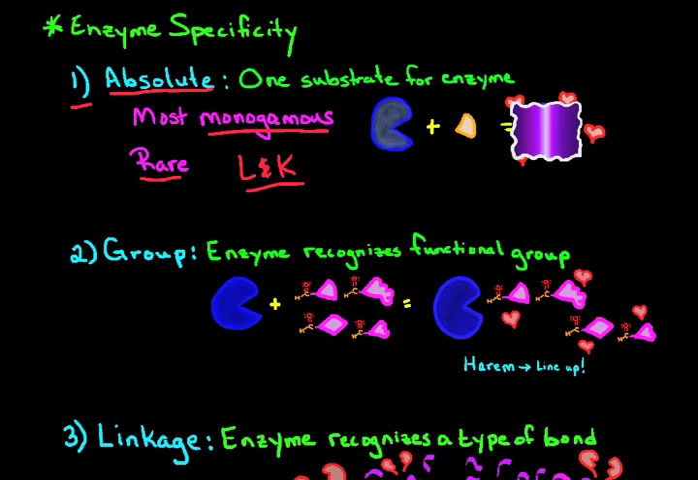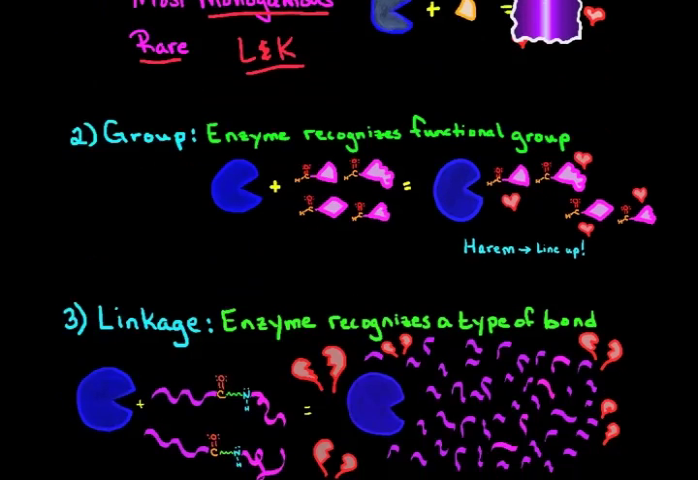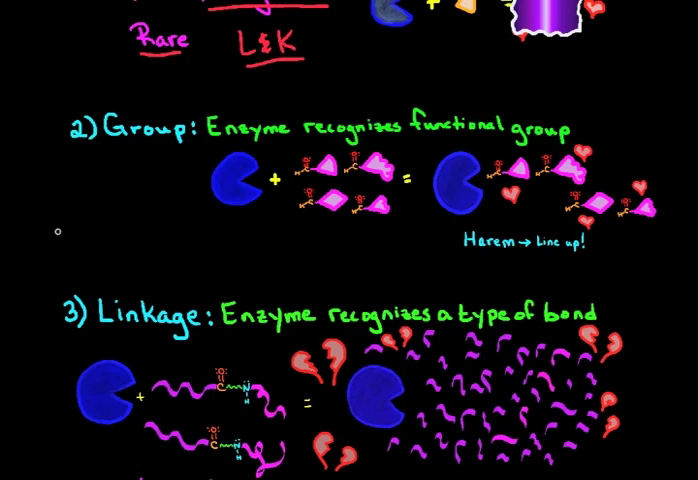They can go get a room when we move on and talk about our next type, which is group specificity. So we're going down in restrictiveness here in our specificity level. So absolute's the most restrictive. The next level is what's called group specificity. In group specificity, the enzyme, instead of recognizing just one substrate, recognizes a certain functional group. Okay, so this is a very interesting kind of specificity.